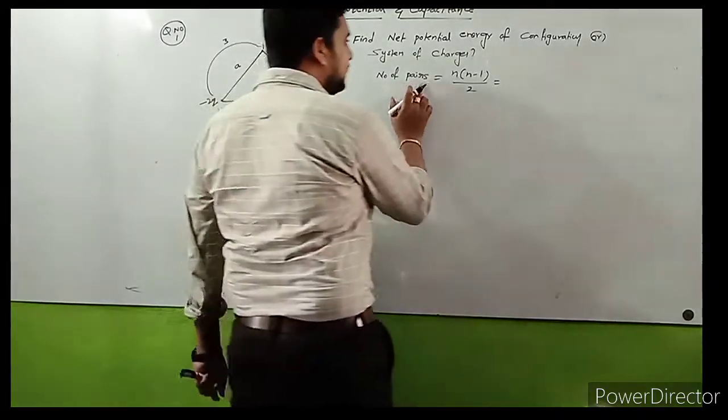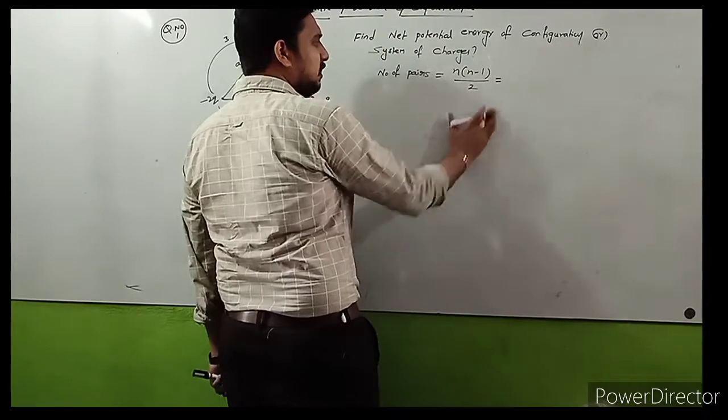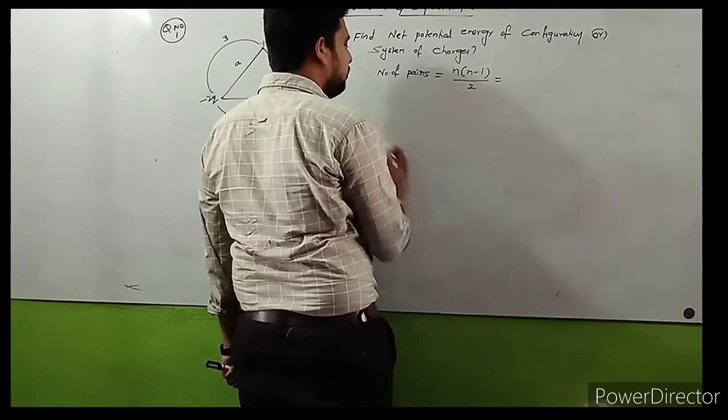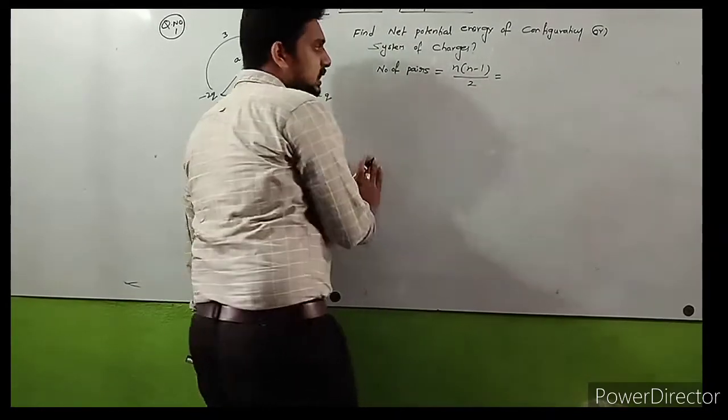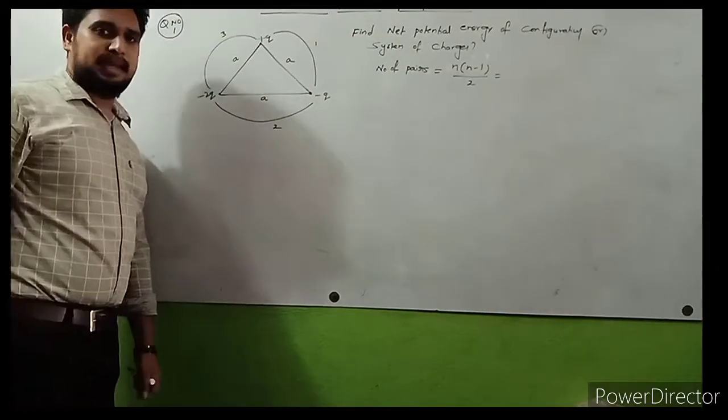Now, the number of pairs is equal to n into n minus 1 by 2. This is a simple formula. You need not worry about that, and you need not check it. You apply this formula directly and you get the pairs.